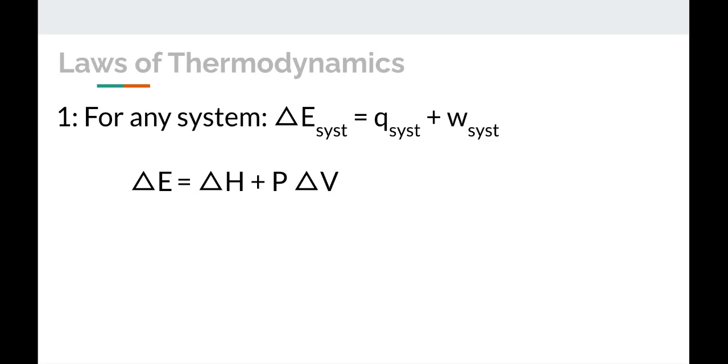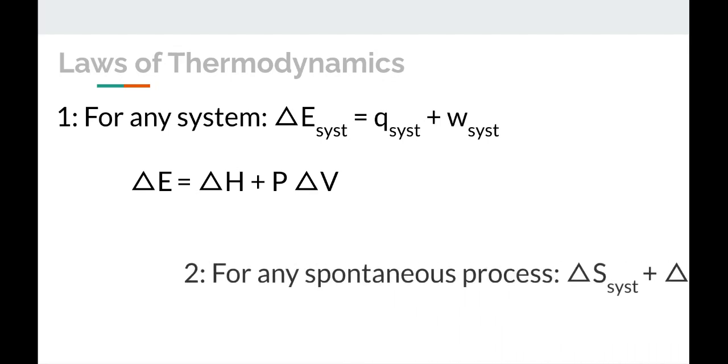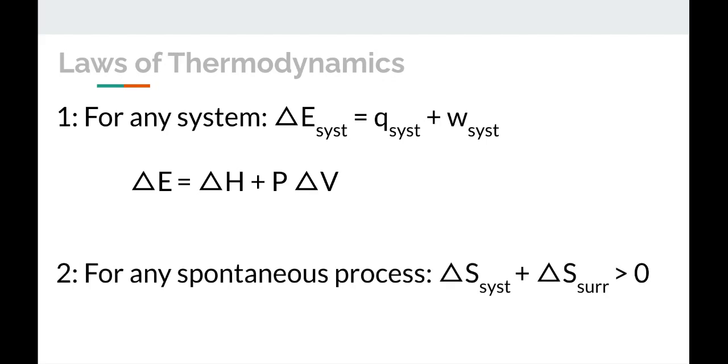P times delta V. The second law of thermodynamics says that the entropy of the universe always increases every time there's a spontaneous process. So that means if you add together the entropy change for the system and the entropy change for the surroundings, that sum has got to be a positive number. We'll come back to this basic idea in a subsequent video to help us determine when reactions are spontaneous and when they aren't.